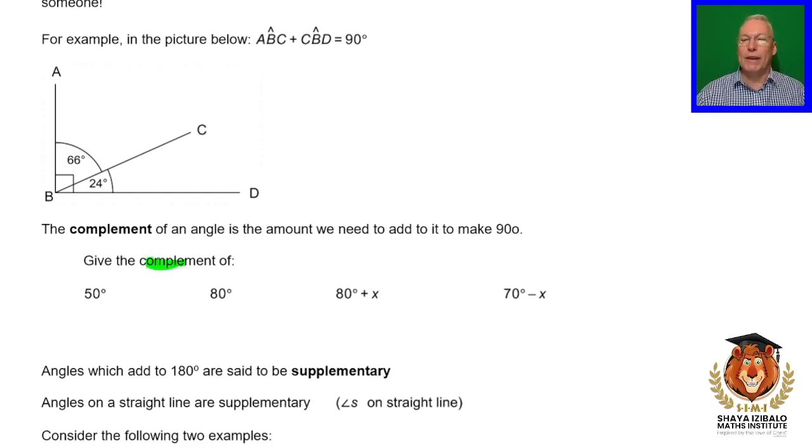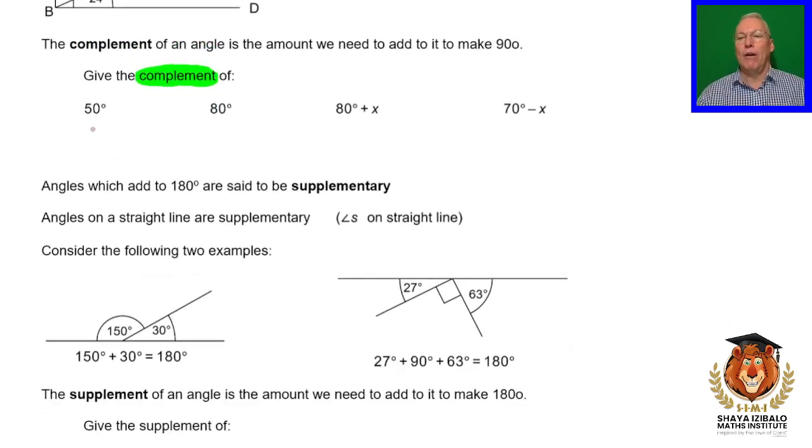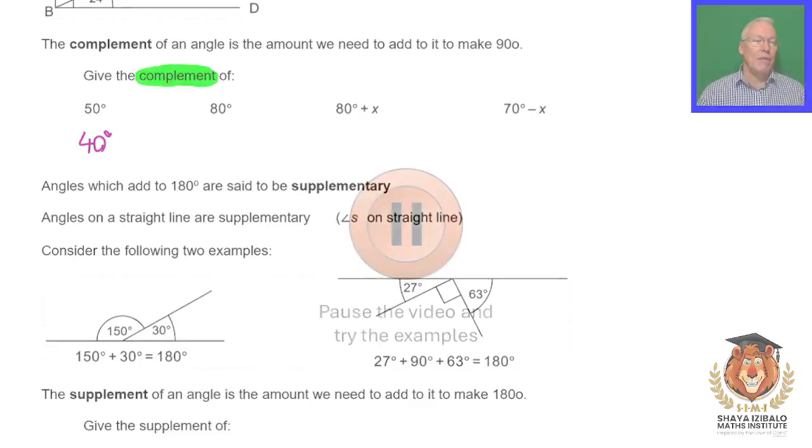The next thing we need to be aware of is what's called a complement. And the complement, again spelled with an E, is just what do we need to make up to 90 degrees. So the complement, the balance of 50, would be 40. That's the complement of 50. Notice the complement of 40 is actually 50. Just pause the video quickly and try and work out the complements of these other three.